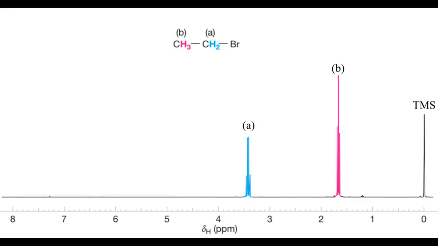The CH2 group, bonded to bromine, appears at a downfield shift, around 3.3 parts per million. This is because bromine, an electronegative atom, pulls electron density away from the CH2 hydrogens, making them deshielded. The CH3 group, attached to a CH2 rather than directly to bromine, is less deshielded and appears upfield, around 1.2 ppm.